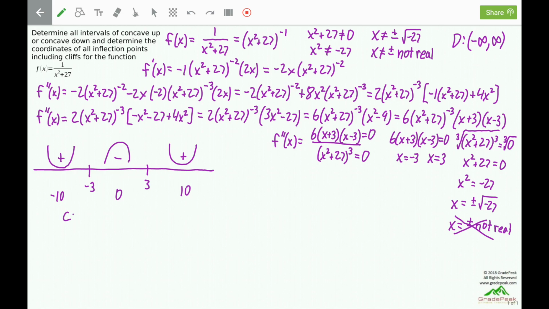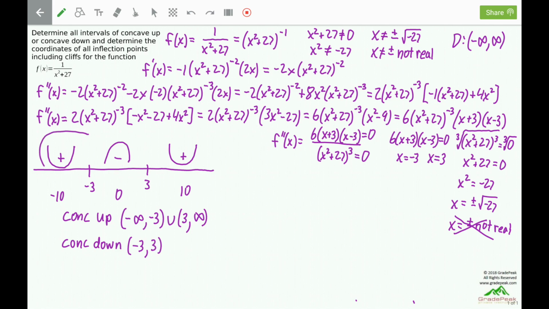So we have concave up happening from negative infinity up to negative 3, and then union, because it is happening again from positive 3 up to positive infinity. We have concave down happening from negative 3 to positive 3.